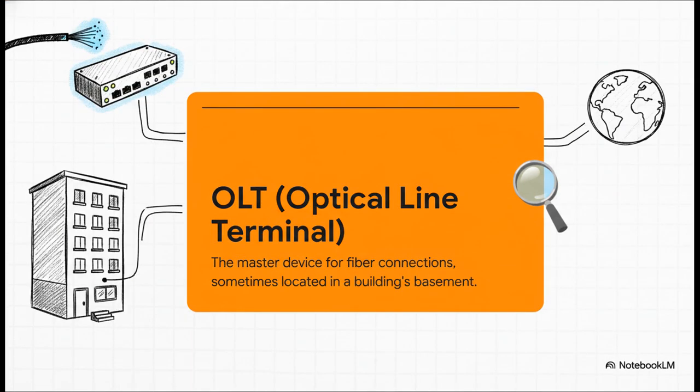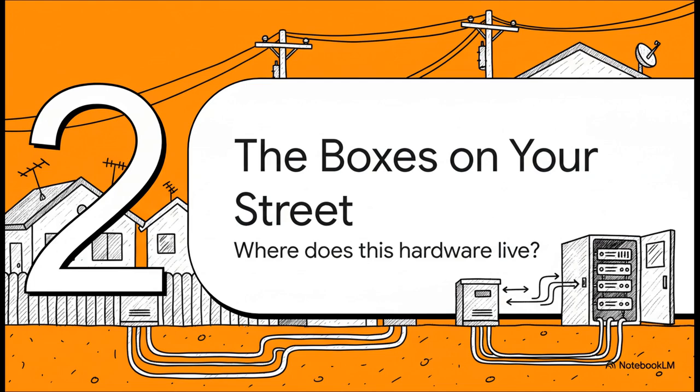And last, but definitely not least, we have the modern speed demon, the OLT, or Optical Line Terminal. This is the master device for fiber. And here's something really cool. If you live in an apartment with fiber to the building, there's a good chance this powerful piece of tech is tucked away somewhere right in your own basement. Okay, so we know what these things are, but where? Where do they actually live? Let's get to the next stage of the journey, because the answer might actually surprise you.